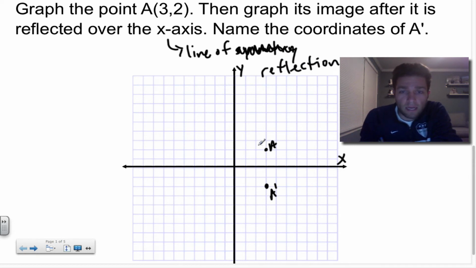And then you'll be good to go. So again, I'll just recap what just happened. We started with this original point. It was given to us. We were told to reflect it over the x-axis. So here's the x-axis. I determined that A was 2 spaces away. 1, 2. So then I made its image 2 spaces away. 1, 2 on the other side. And then I marked it as A prime because it's the image. And that's all there is to a reflection.